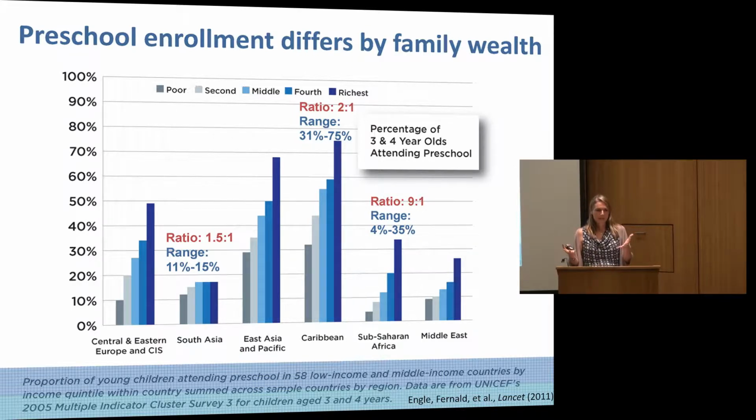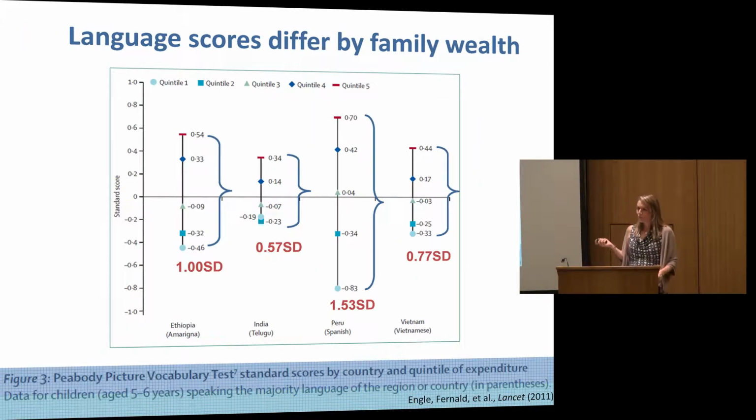So this is a way of documenting what we know about gradients in socioeconomic status, that there are gradients in terms of attending preschool. We also have some data that looks at language scores and how they differ by family wealth. So these are 4 countries where children were measured at age 5 to 6 years old. They were measured on the PPVT, which some of you may have used, the test of receptive vocabulary. And this is then, again, presenting the data as quintiles, 1, 2, 3, 4, and 5, and showing a difference ranging from half a standard deviation between the richest and the poorest to 1.5 standard deviations between the richest and the poorest.